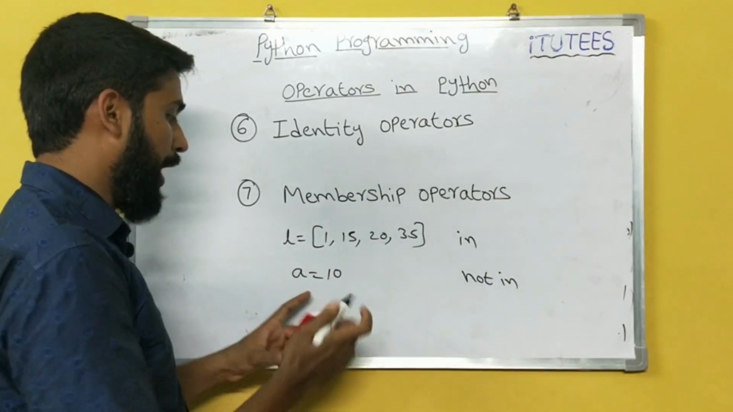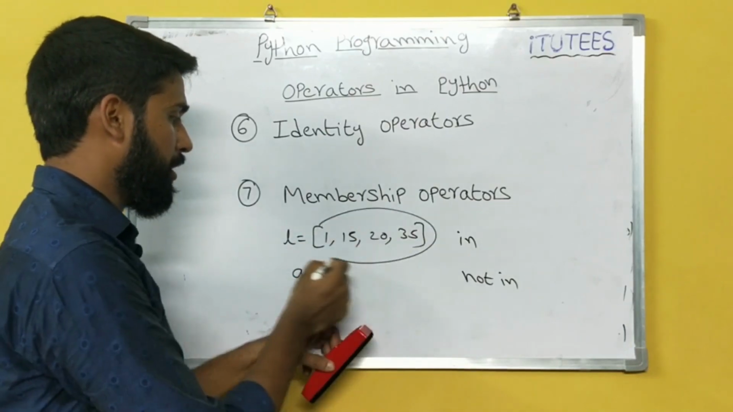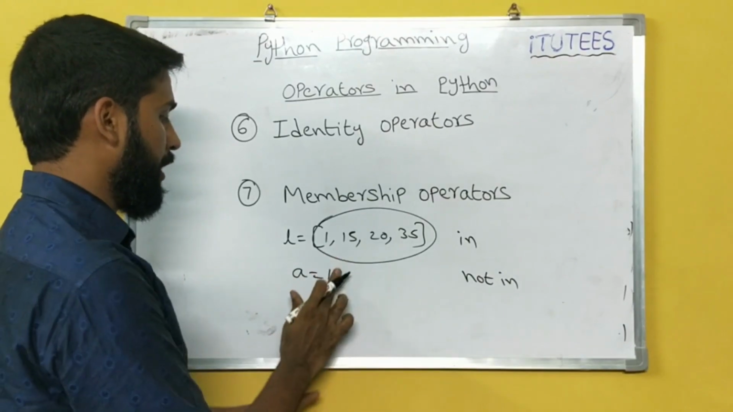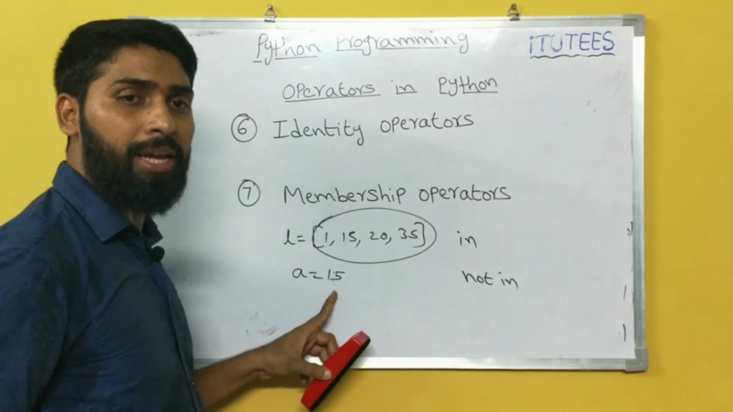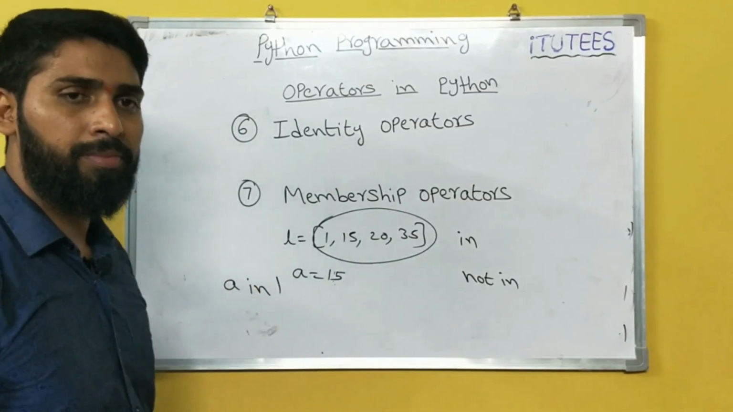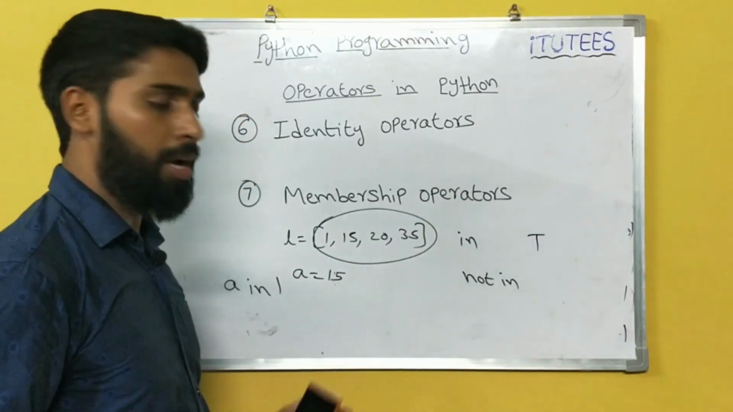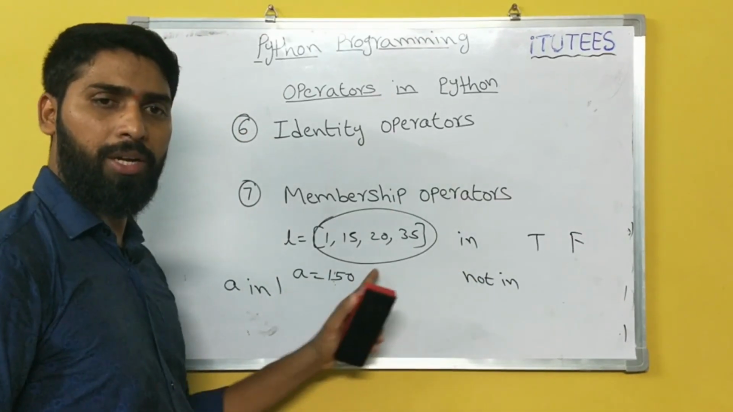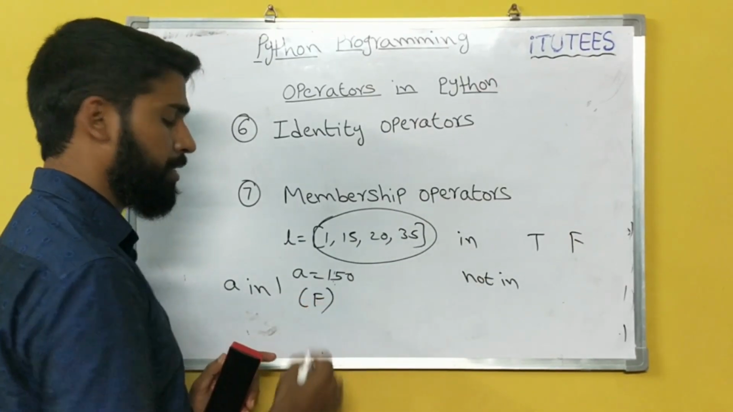So that means I am taking that 10. Now, if the 10 is in this object, then it returns true. For example, here I am giving 15. Now, how can we check whether 15 is in L or not? Simply a in L. If it is in L, it returns true. Otherwise, it returns false. If I give 150, 150 is not in L, so a in L returns false.